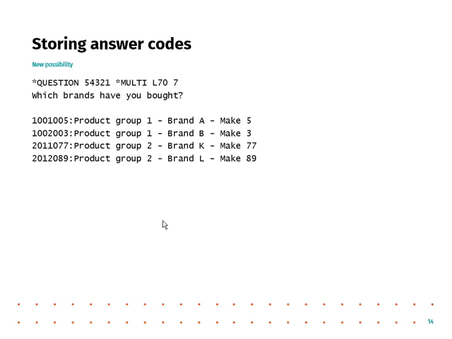That we can store the length of 70, and we specify 7 digits per answer, so we can store 10 answers of 7 digits. So it basically determines how many answers you could maximum store.